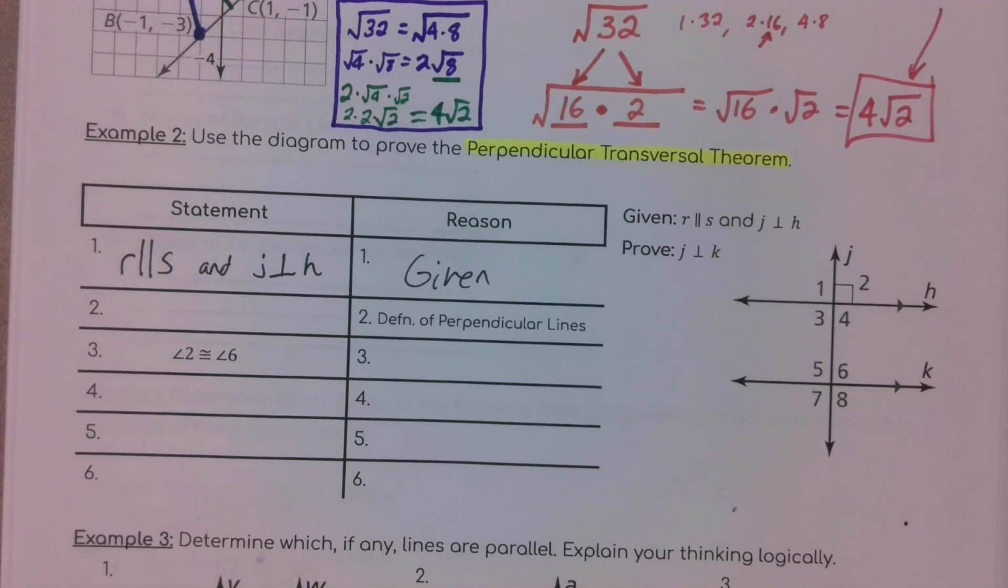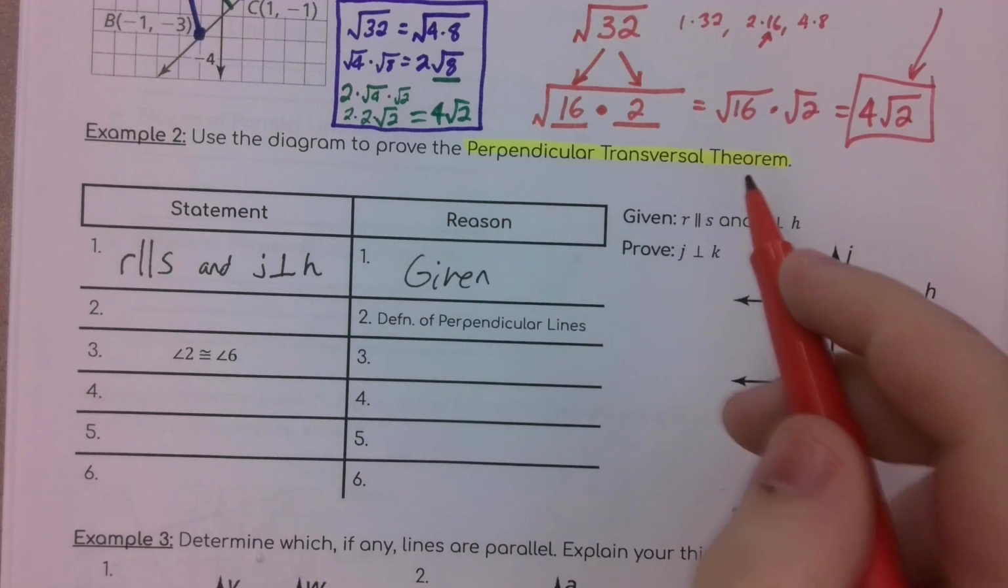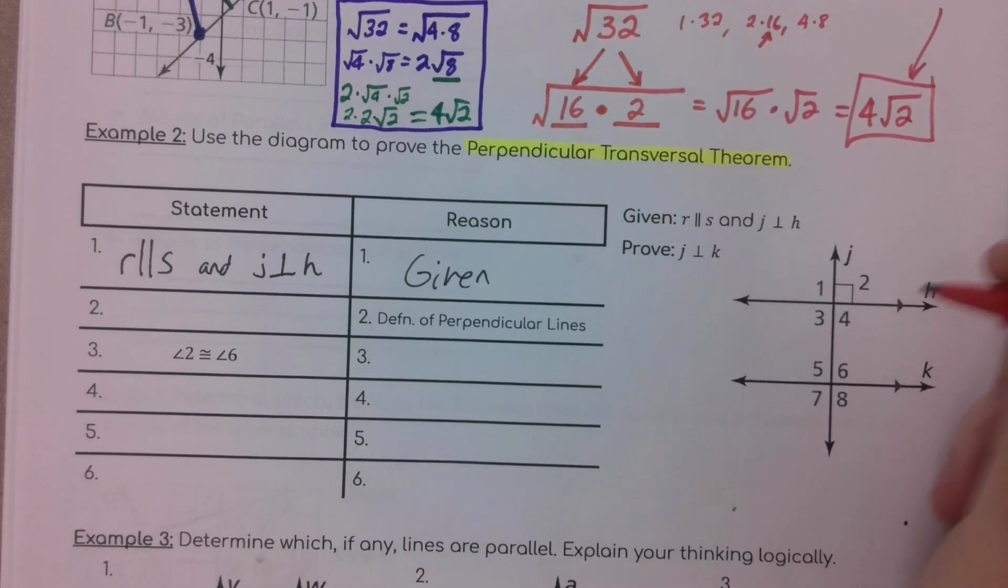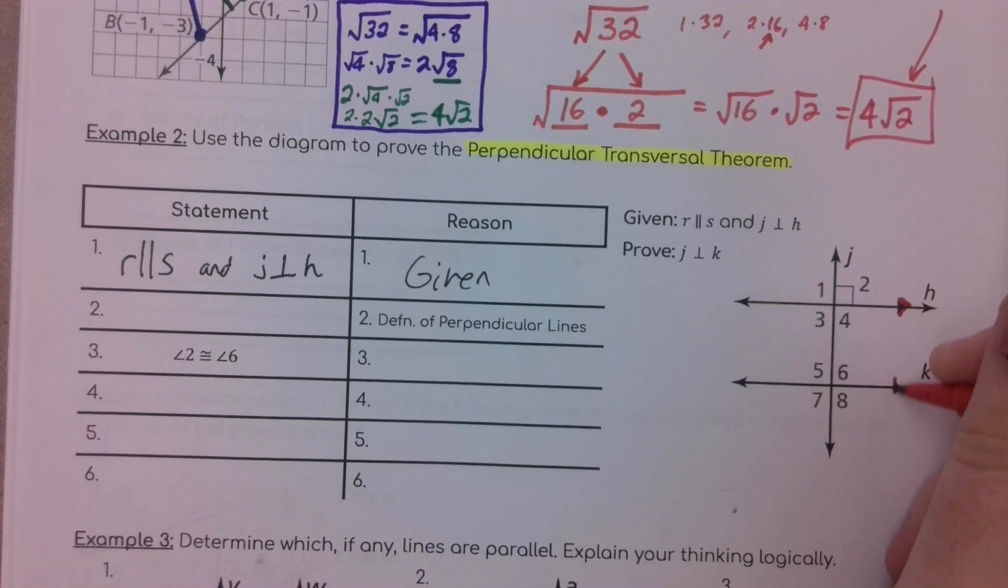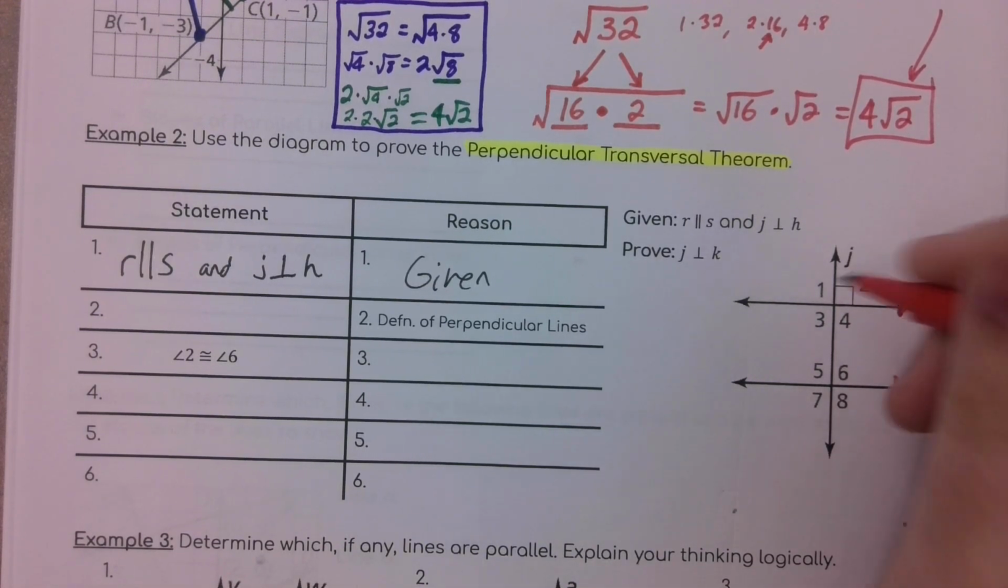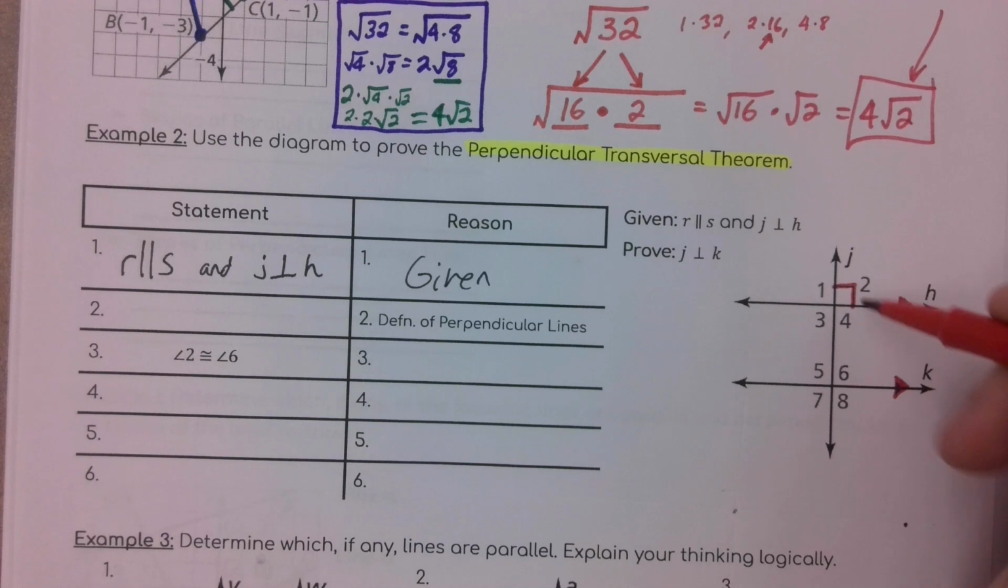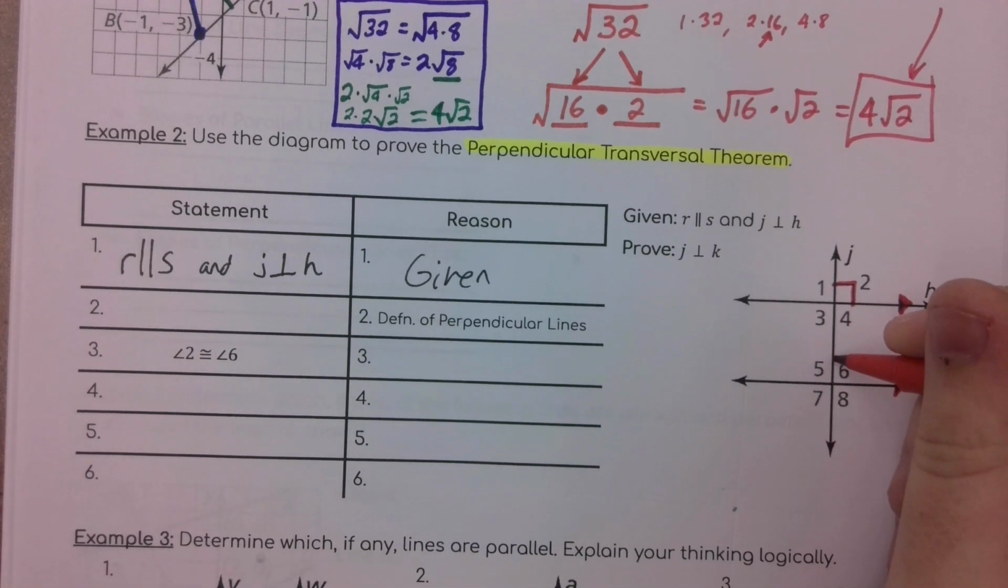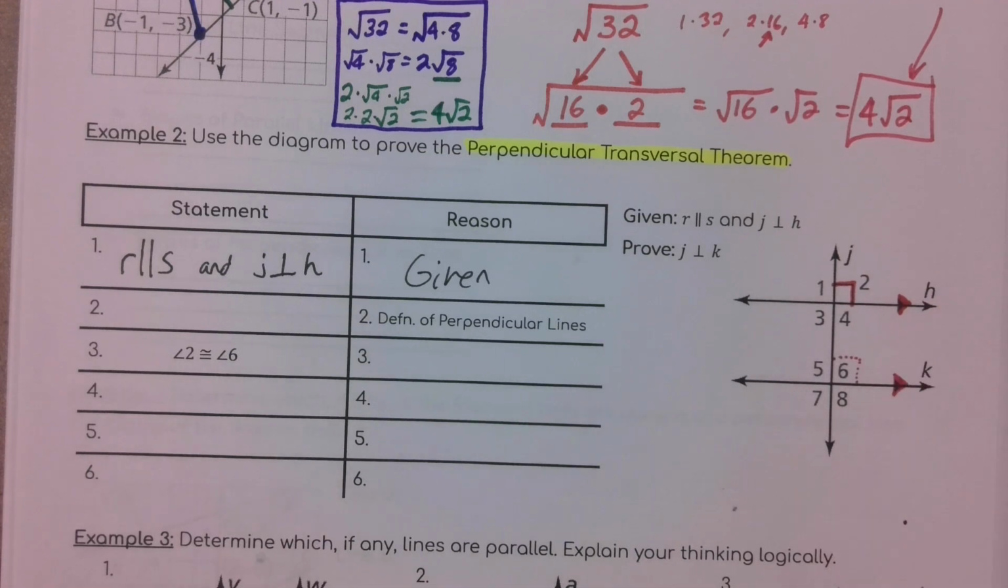Hopefully you've had a chance to pause the video and try this one out for yourself. Let's see. We're trying to prove the perpendicular transversal theorem, which says if two lines are parallel to each other, and one of those lines is at a right angle to the transversal, in other words, perpendicular to the transversal, then the other line has to be perpendicular to the transversal. So really what we're trying to see is why this angle here is a right angle, or why it's perpendicular, I should say. The way to do this is as follows.